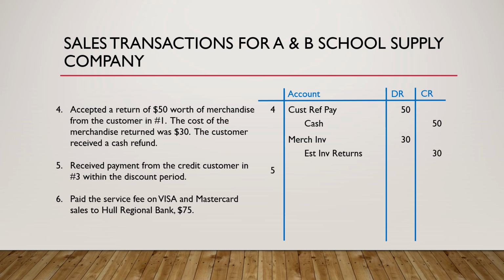Transaction 5. A and B received payment from the credit customer in number 3 within the discount period. This was the $2,000 credit sale with the 2% early payment discount. When the payment is received within the early payment period, the entry is simple enough. Debit cash for the amount received, $1,960, the gross amount reduced by that 2% discount. AR will be credited for the full $2,000 amount debited into the account. As for that 2% discount, debit it into sales discounts.